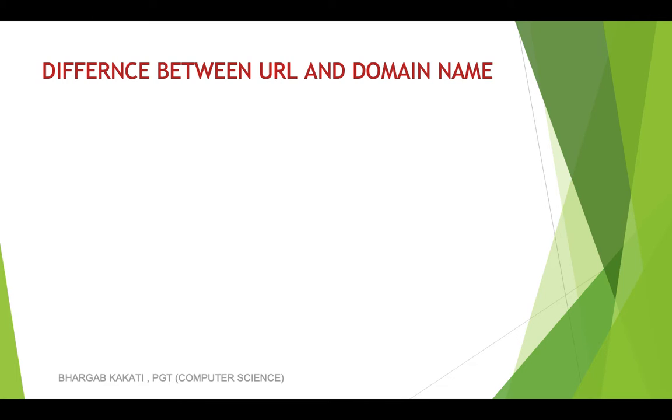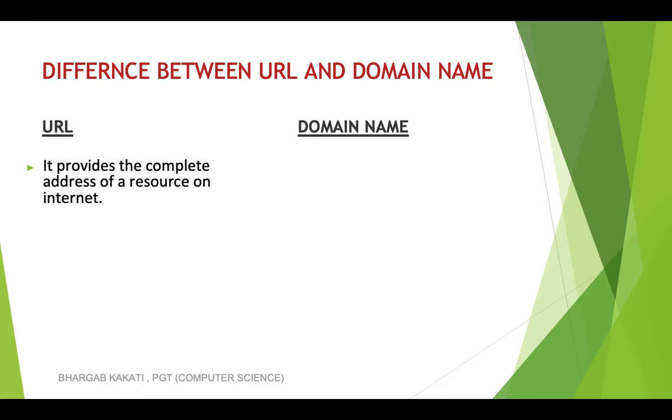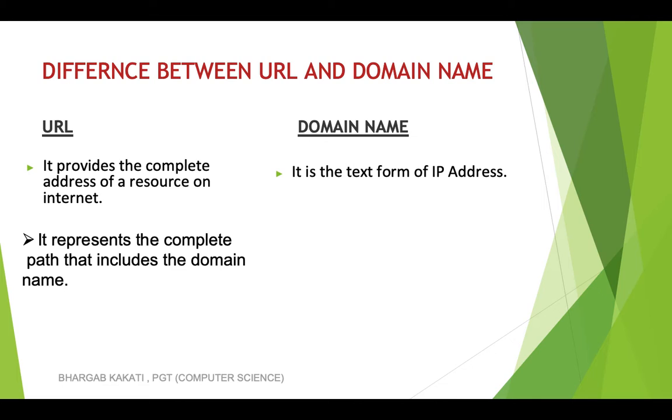Let's see what's the difference between URL and domain name. So on one side we have URL, another side we have domain name. What is URL? URL provides the complete address of a resource on the internet. The complete address of a particular resource. Resource may be a web page, a photo, video, etc. But domain name, what is it? It is the text form of IP address, as I have already shown you practically also. URL represents the complete path that includes the domain name. So within URL, we have the domain name also, but it's the complete path of a particular resource.